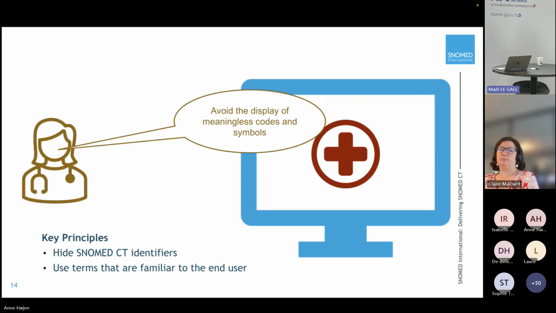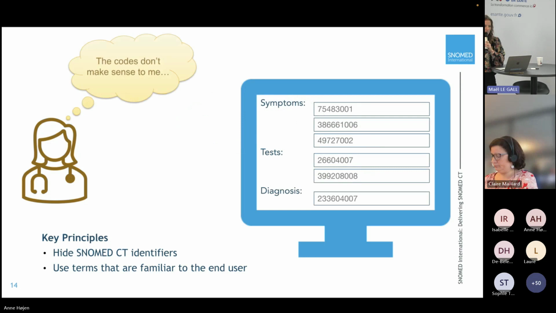And a key principle for when you store or when you display terms or concepts in SNOMED CT is that you don't display the identifiers. In the tool that I'll show you in a minute, you'll see that you don't see any identifiers. So they are designed for the computers and not for the humans. And then, of course, any implementation will require you to agree on what are the terms that we will use.